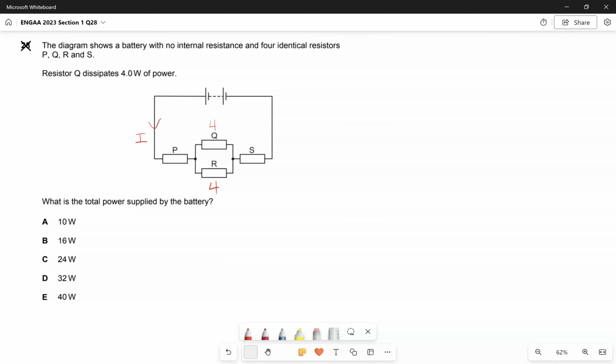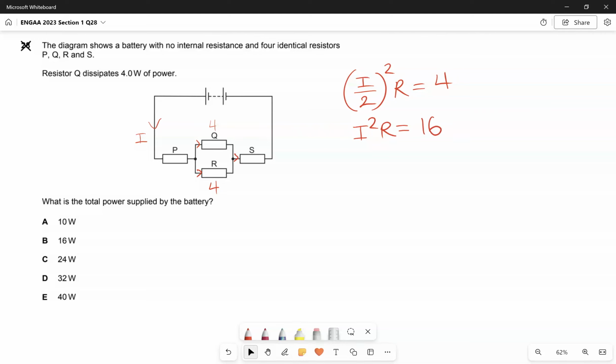through P, would split equally into Q and R, so that would be I over 2. And then this would join back together to make I through S. So we know that I over 2 squared R equals 4 because of Q and resistor R. So this R here would be in reference to all of them. So we have that I squared R equals, well, the 2 squared on the bottom times 4 will become 16.